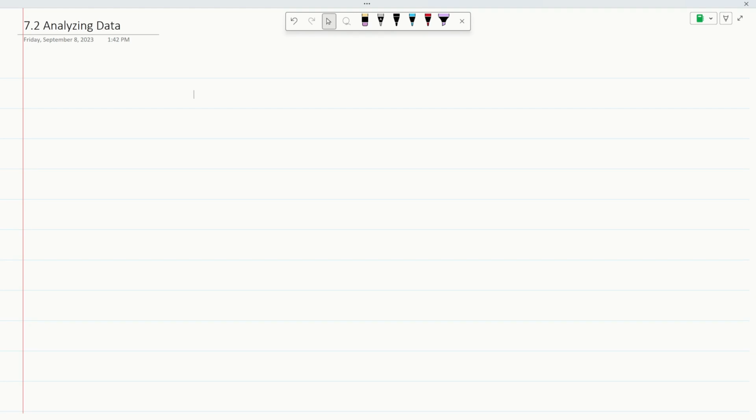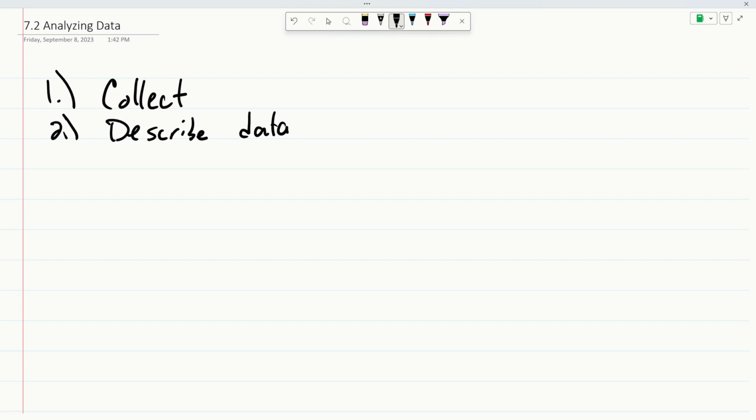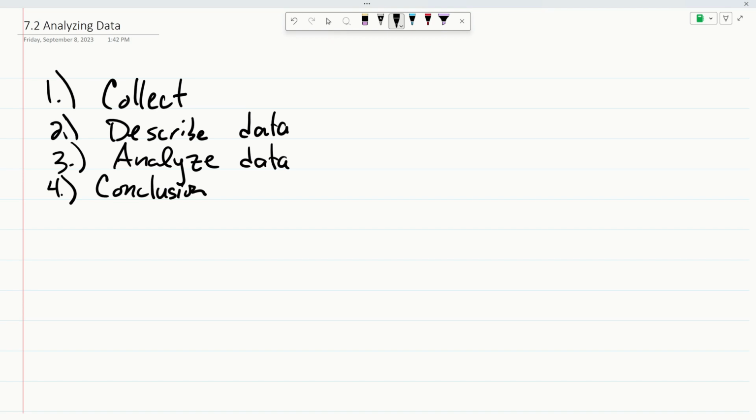Hello, in this section, 7.2, we're going to be going over analyzing data. One of the things that we like to do with data is first, collect data; second, describe data; third, analyze the data; and then finally, fourth, we try to make some sort of a conclusion. That way we can speak intelligently about the data we've collected.